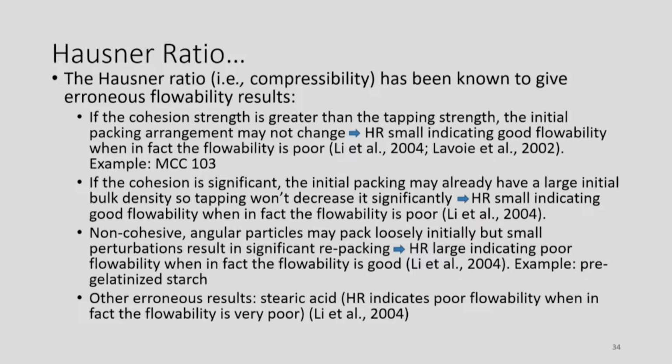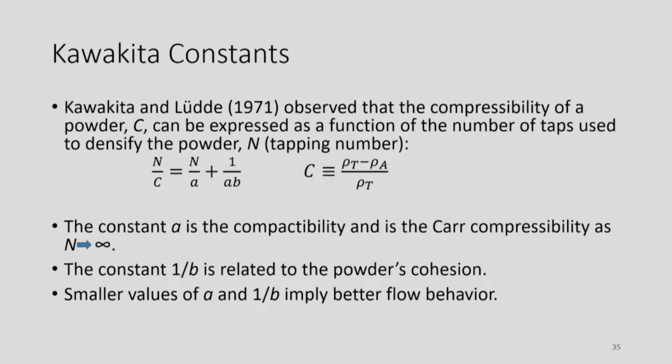And again, we talked about how if the cohesion is high, or with angular particles, etc., the value that you get might not be the same. No, we are not going to play a movie, don't get the wrong idea. Okay, there are many examples published in the literature that show good flow behavior but wrong Hausner ratio values.